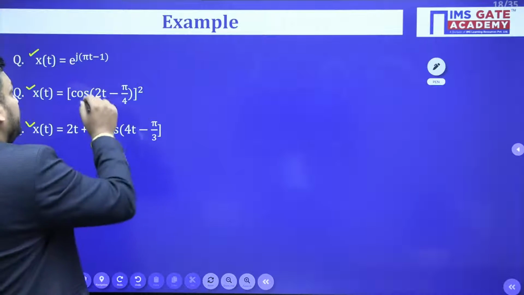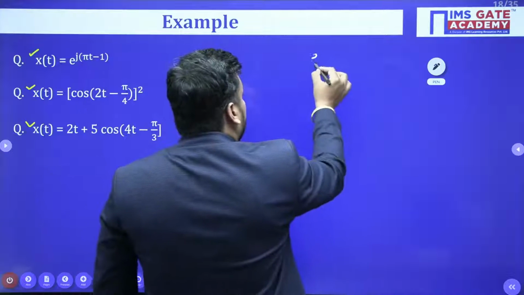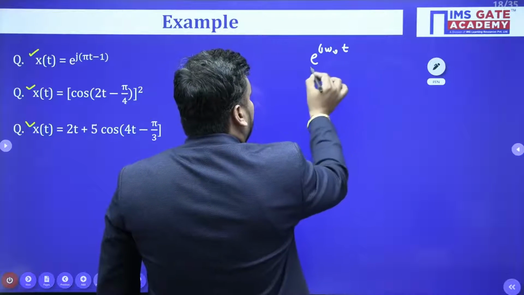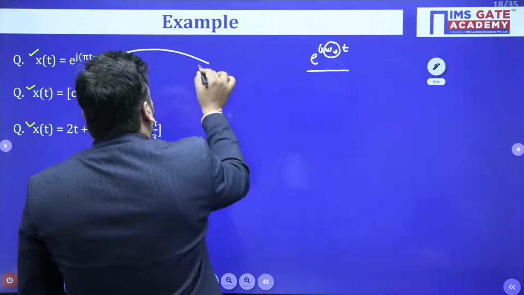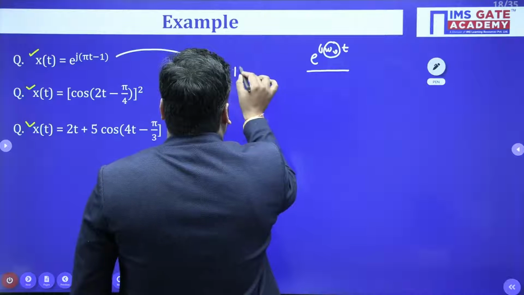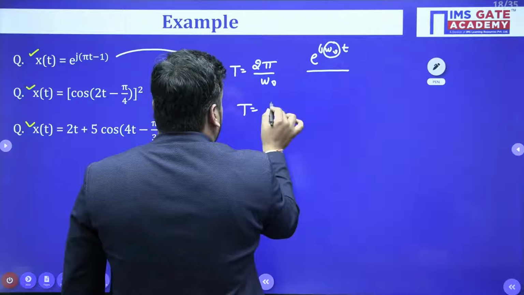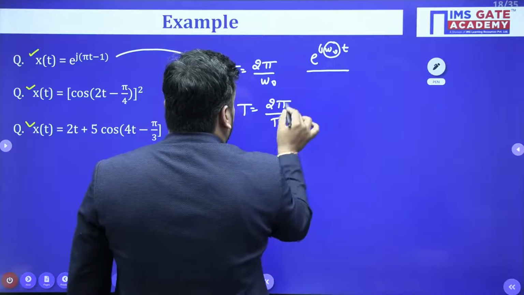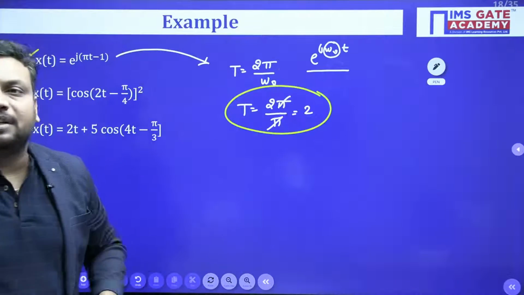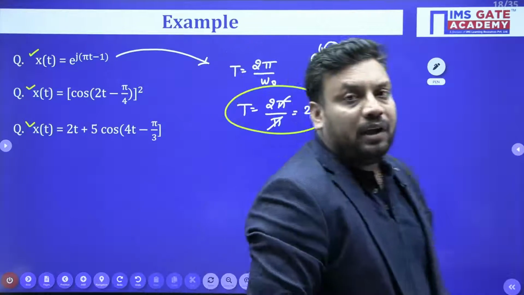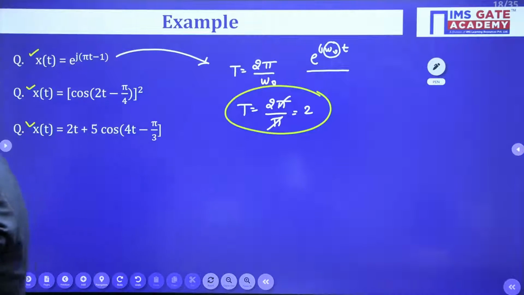In the first question, e to the power j omega 0 t minus j. The standard form is nothing but e to the power j omega 0 t. It means the multiple of j and t is nothing but omega 0. So in the first question you can find that the omega value is pi. So the fundamental time period is T equal to 2 pi upon omega 0. So it will be T equal to 2 pi upon pi. So pi gets cancelled out. So the answer will be 2. So the fundamental time period is 2. How many of you are getting the same? Vedai Singh, shabash.